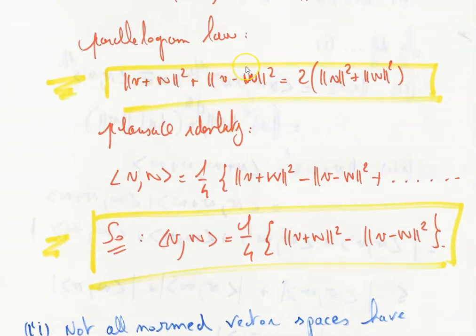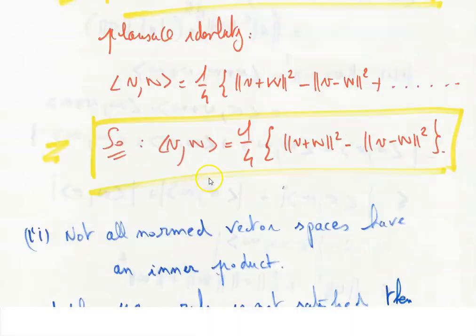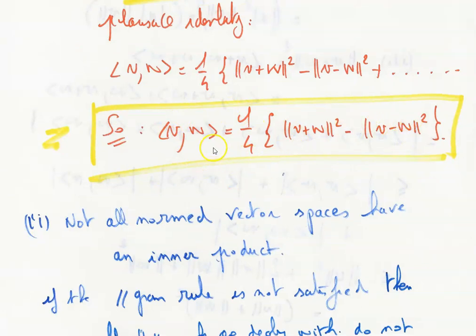So there is what is known as the parallelogram law. What is the parallelogram law? It is this one: the square of the norm of V plus W plus the square of the norm of V less W is equal to 2 times the sum of the square of the norm of V and the square of the norm of W. Then there is the polarization identity. And this is the polarization identity.